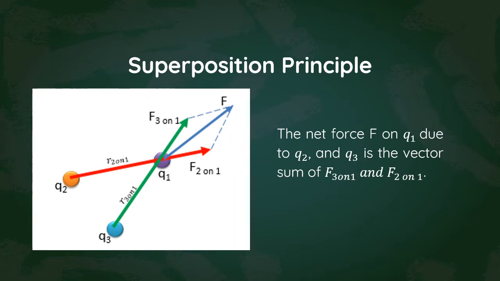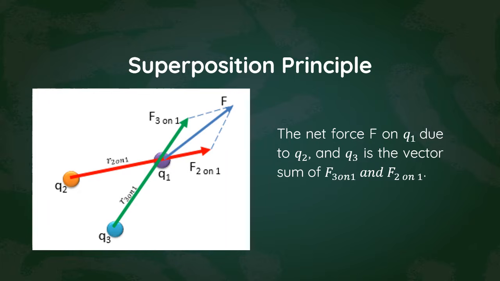So what do we mean by that? Let's look into this illustration. You have three particles, Q1, Q2, and Q3. The net force acting on particle 1 is due to the forces exerted by Q2 and Q3, which is the vector sum of force 3 on 1 and force 2 on 1.